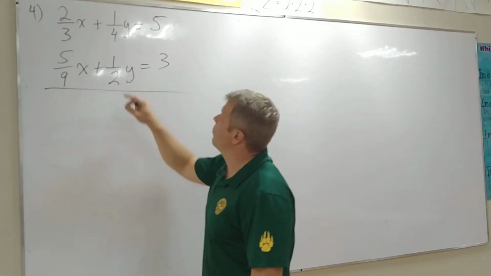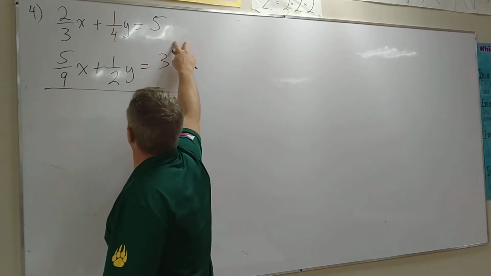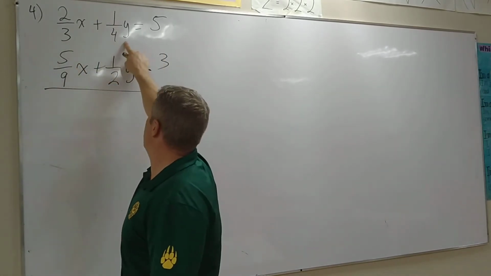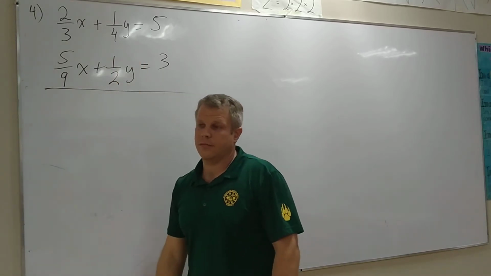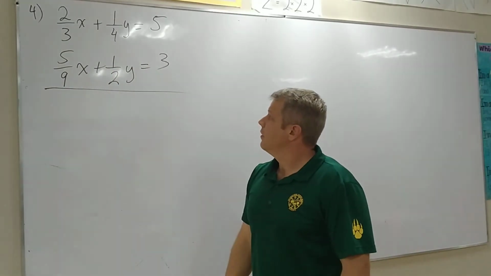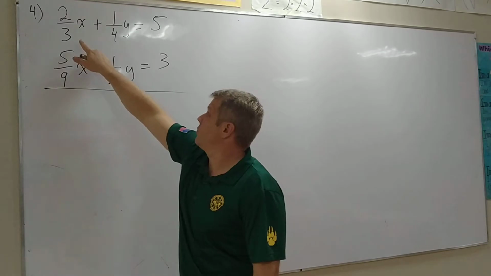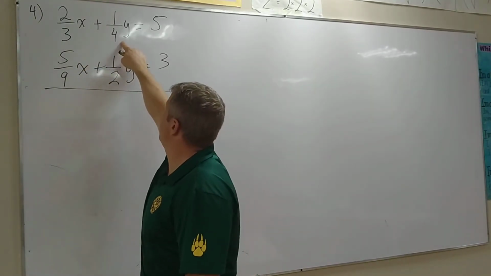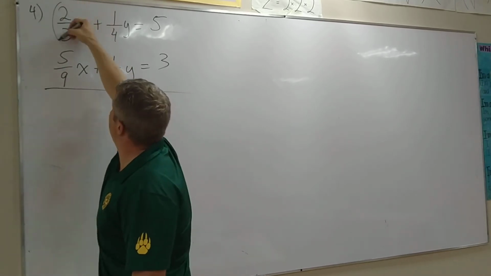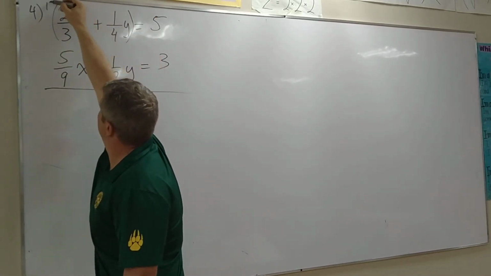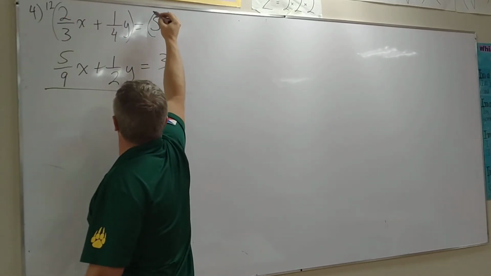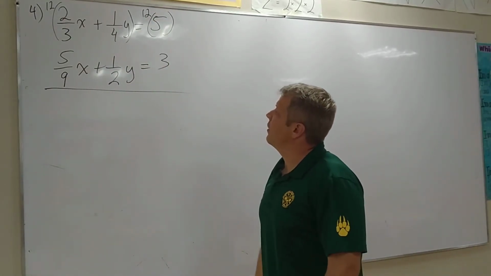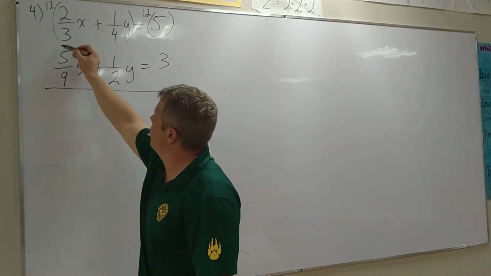So what can I multiply both sides by that will cancel out these fractions with a denominator of 3 and a denominator of 4? If I multiply by 3, it'll cancel this fraction, but it won't work here. But if I multiply by 12, so if I multiply everything by 12, that will cancel out the fractions there. And while we're at it, let's do the same thing here.